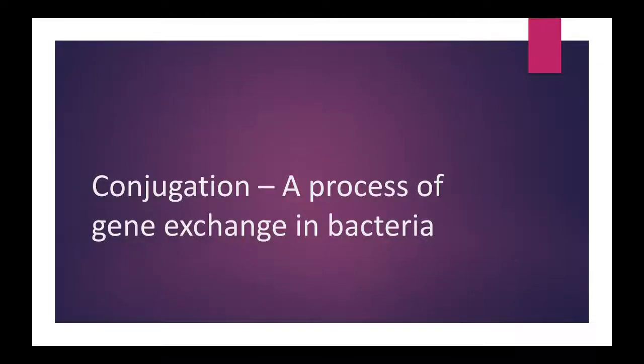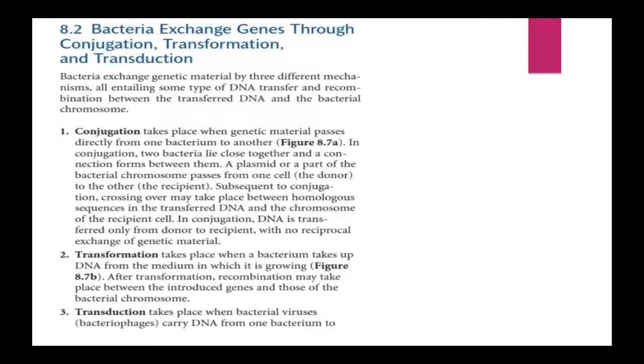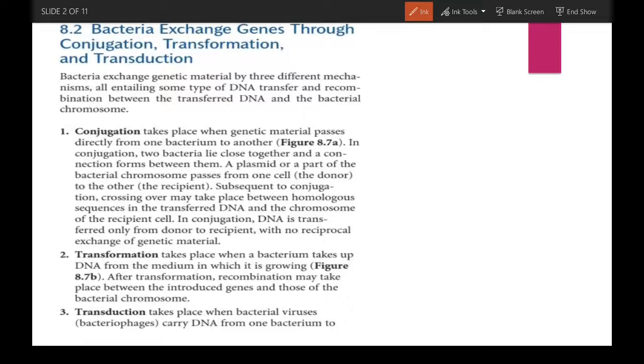Welcome. In this video, we talk about conjugation, which is a process of gene exchange in bacteria. Now, it is important to know that bacterial exchange of genes occurs in three ways, that is through conjugation, transformation and transduction. These are the three ways in which bacteria can exchange genes. Bacteria exchange genetic material by three different mechanisms.